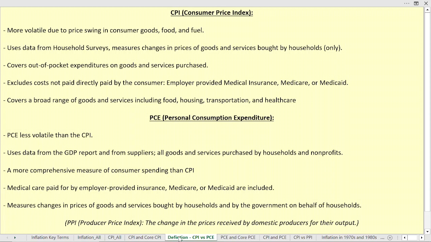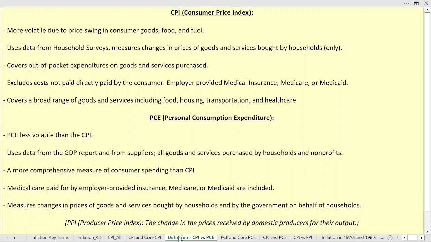The CPI does not include medical insurance and those other benefits that are paid. It also covers a broad range of goods and services, including food, housing, transportation, healthcare, etc. But again, not the insurances. Now, the PCE, which is also an inflation index, is less volatile than CPI. It's more stable. It uses data from the GDP report, the gross domestic product. Again, the CPI comes from the household surveys. The PCE comes from the GDP reports.